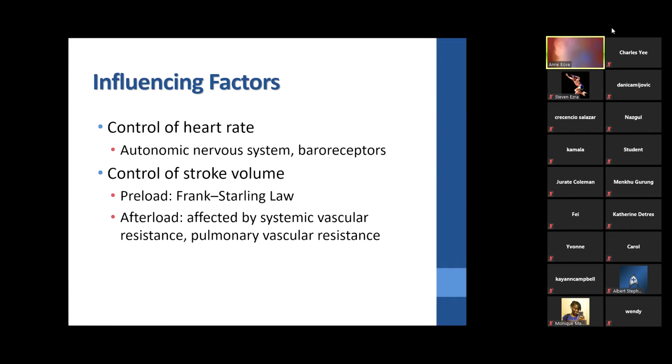Afterload is affected by your systemic vascular resistance, or the resistance that your left ventricle must pump against. There is also pulmonary vascular resistance. So systemic vascular resistance is your left heart, all right? The left ventricle, what it's pumping against. Your pulmonary vascular resistance is what your right heart is pumping against in terms of vasculature. And both of them are impacted in a sense the same way. Vasoconstriction, more resistance. Vasodilation, less resistance.